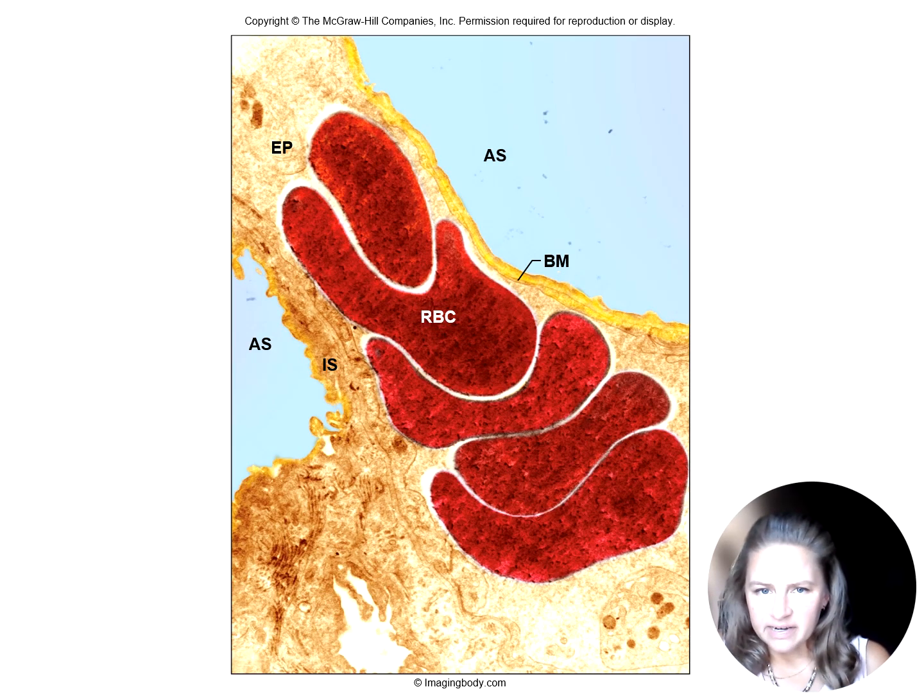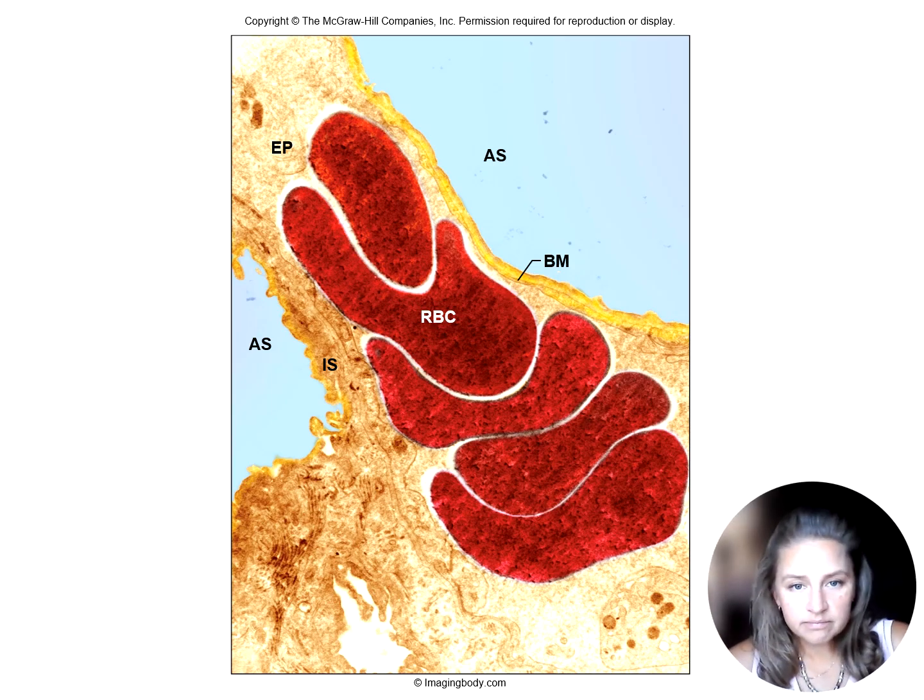And that's what we're looking at here. Here's the red blood cell, which would be transporting the oxygen. So we're going to pick up the oxygen from the alveoli. And then this red blood cell will circulate through our circulatory system and bring the oxygen to the cells that need it.